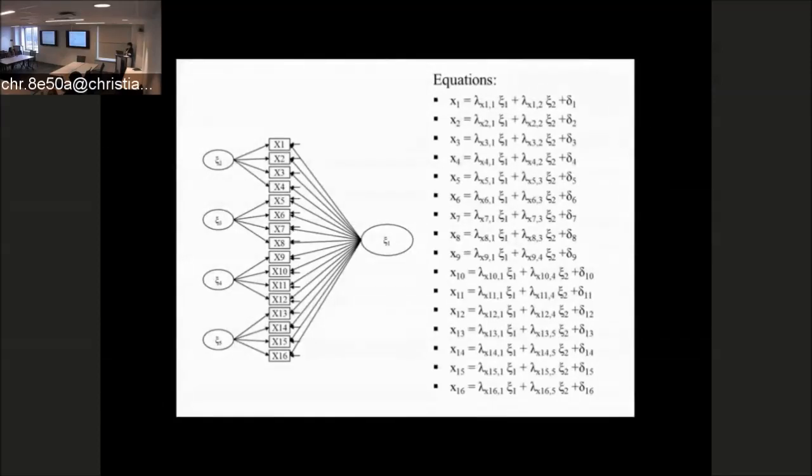So for example, X1 is represented by gamma X11 and Kazai1. That's X1's factor loading on the general factor times the general factor, plus its factor loading on the verbal factor times the verbal factor. The last one is the residual variance. So the variance of X1 is decomposed.